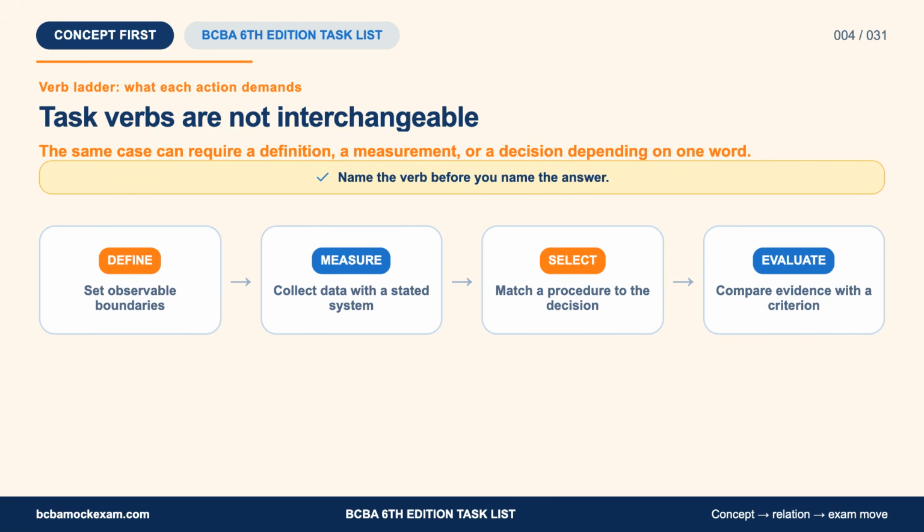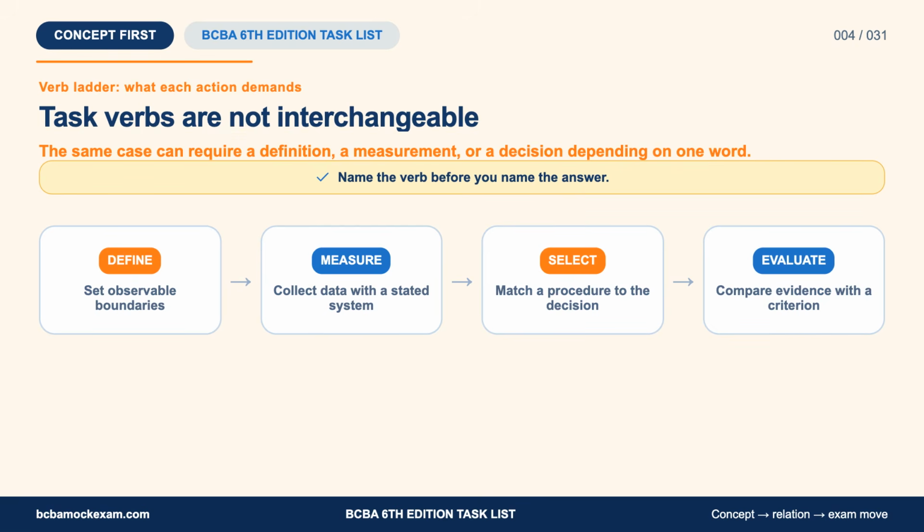Task verbs are not interchangeable. The same case can require a definition, a measurement, or a decision depending on one word. In the exam, the task verb limits which evidence counts. For a concrete case, follow the sequence shown here. First, define, set observable boundaries. Then, measure, collect data with a stated system. Finally, select, match a procedure to the decision.